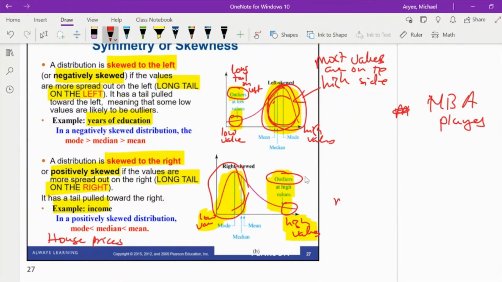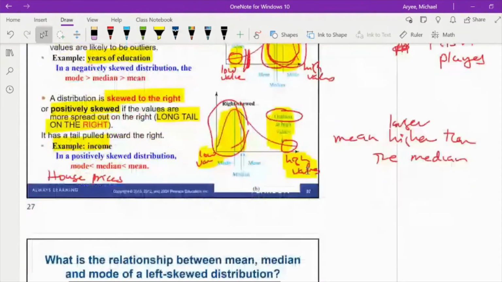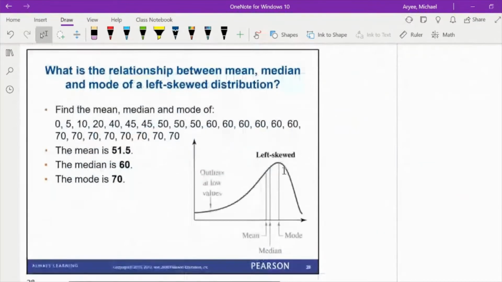Now once again, note that the mean would always be drawn towards the higher side. So in the positively skewed, the mean is higher than the median, or larger than the median. In a negatively skewed, the mean will be drawn towards the long tail, so the mean is lower than the median. So that's what I want to mention about skewness.